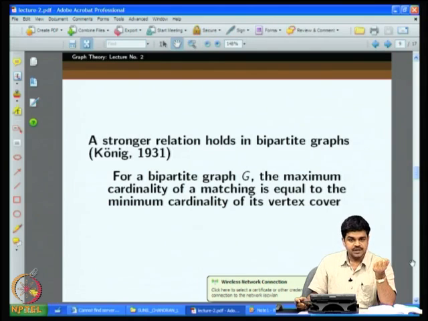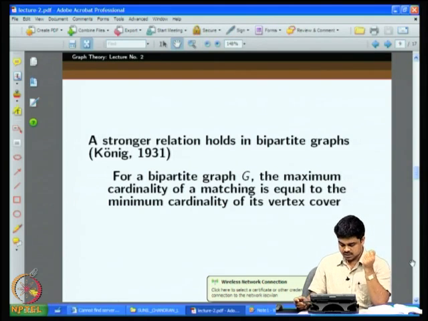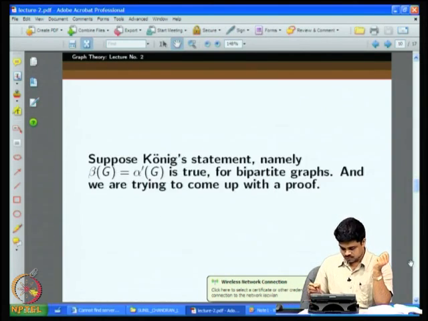So it's a theorem by Konig. This theorem says if G is a bipartite graph, the cardinality of a maximum matching, that is our alpha dash of G, is equal to the cardinality of the minimum vertex cover, beta of G. So alpha dash of G is equal to beta of G is what it says. So why is it true?